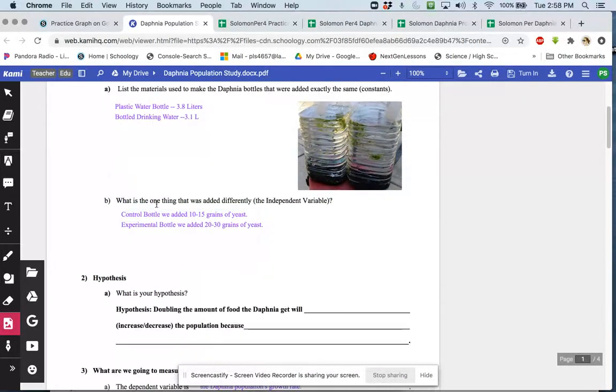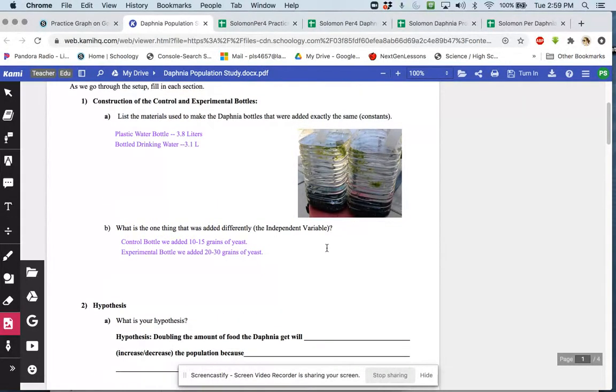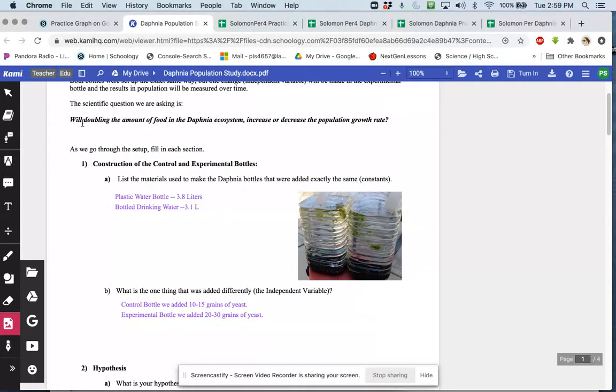Next is to make sure that you're writing the independent variable. Now, I kind of did this for you. Remember, the independent variable is that in the control bottle, which is our normal setup, what I would usually do in all my classes in the past, I would add about 10 to 15 grains of yeast. But in the experimental bottle, we're adding 20 to 30 grains of yeast every time I feed the Daphnia. Remember, the question that we're asking is, will doubling the amount of food in the Daphnia ecosystem increase or decrease the population growth rate? Will it actually end up giving you more Daphnia if you feed them more?